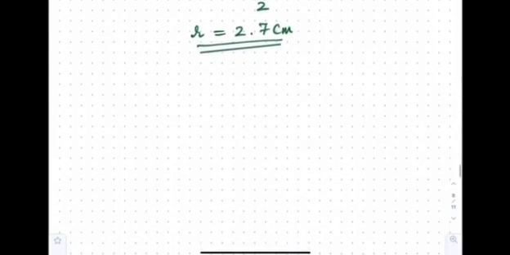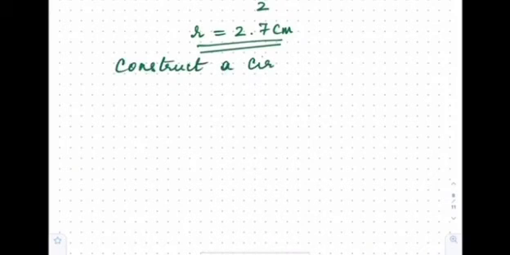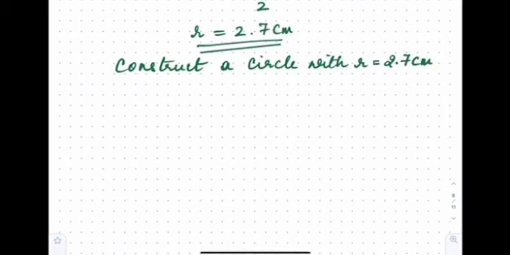Now we need to construct a circle with radius equal to 2.7 centimeters. Okay, it is not the diameter with which we construct. We will construct a circle with radius 2.7 centimeters. It is the same procedure of constructing a circle as we did earlier. Now we will start with marking the center, which is O.